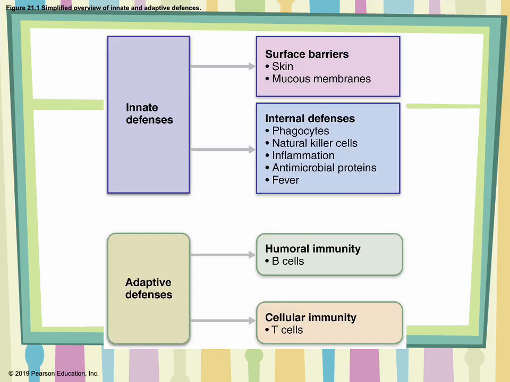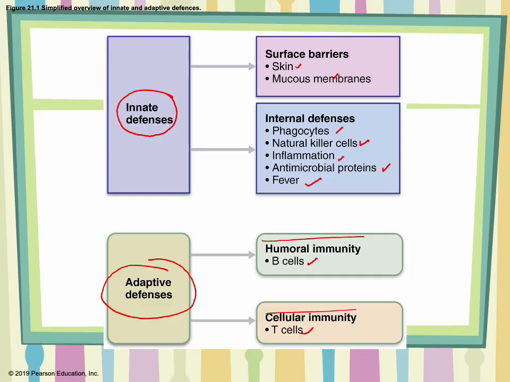Here a little bit more in detail. So we have the innate defense, meaning the first and the second lines of defense. And then we have the adaptive defenses, the third line of defense, okay? So we have surface barriers such as skin and mucous membranes, and internal defenses such as phagocytes, natural killers, inflammation, antimicrobial proteins, and fever. And then on the third line of defense, or adaptive defenses, we have the B cells, part of humoral immunity, and cellular immunity with the T cells, okay?